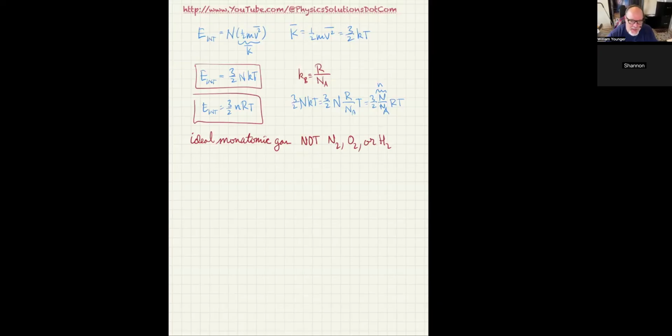All right. So that's the internal energy. And we're going to use that, and we're going to use the ideal gas law a lot to do various derivations in chapter 20. But now we're going on to the specific heat.